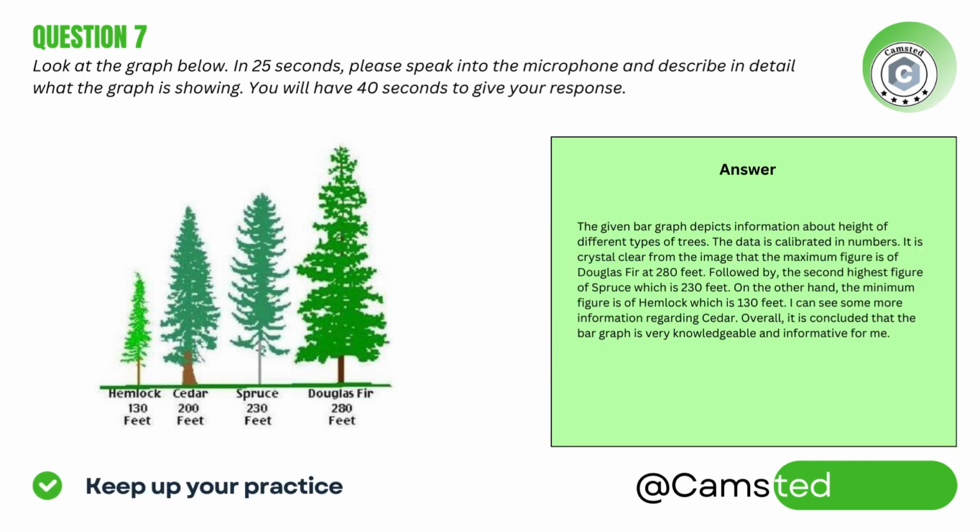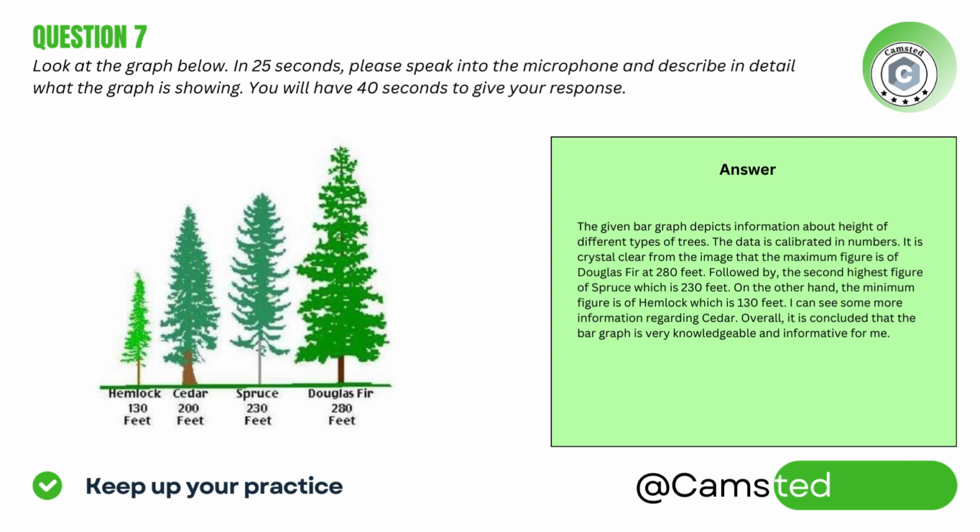The given bar graph depicts information about height of different types of trees. The data is calibrated in numbers. It is crystal clear from the image that the maximum figure is of Douglas fir at 280 feet. Followed by the second highest figure of spruce, which is 230 feet.